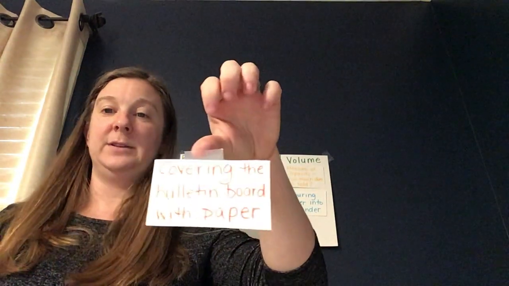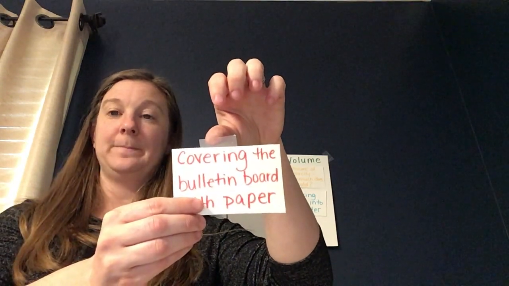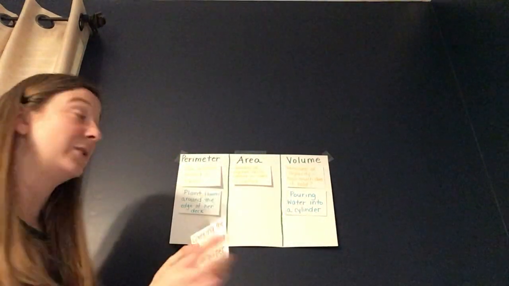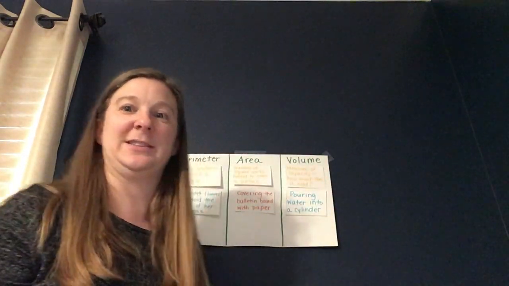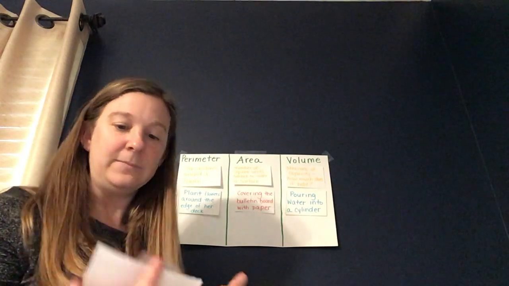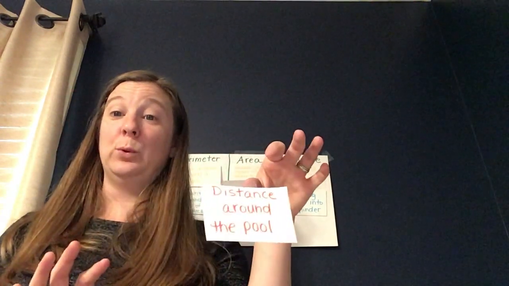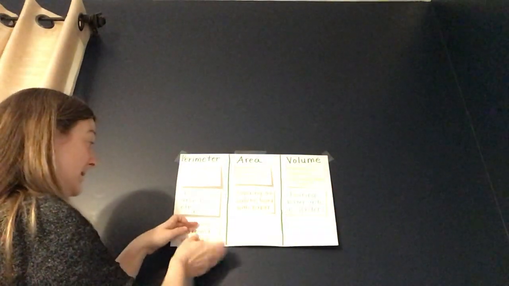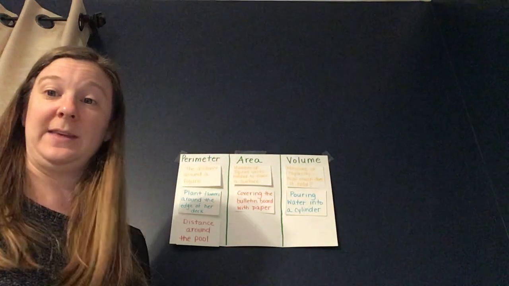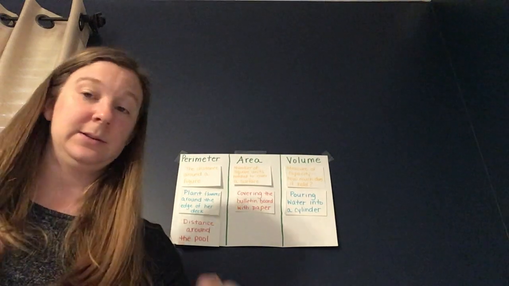Covering a bulletin board with paper. That's going to fall in our category of area. Thinking about that flat bulletin board, the inside of its surface is going to be our area. Distance around the pool, that's going to fall in our category of perimeter. The distance around something is perimeter.